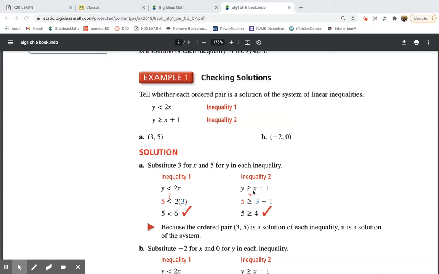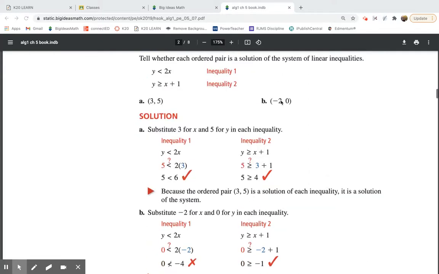And then you plug them in for the other one too. Plug 5 in for y, 3 in for x. 3 plus 1 is 4. 5 is greater than or equal to 4. So since it is true for both inequalities, then it is a solution. So your answer would be yes.